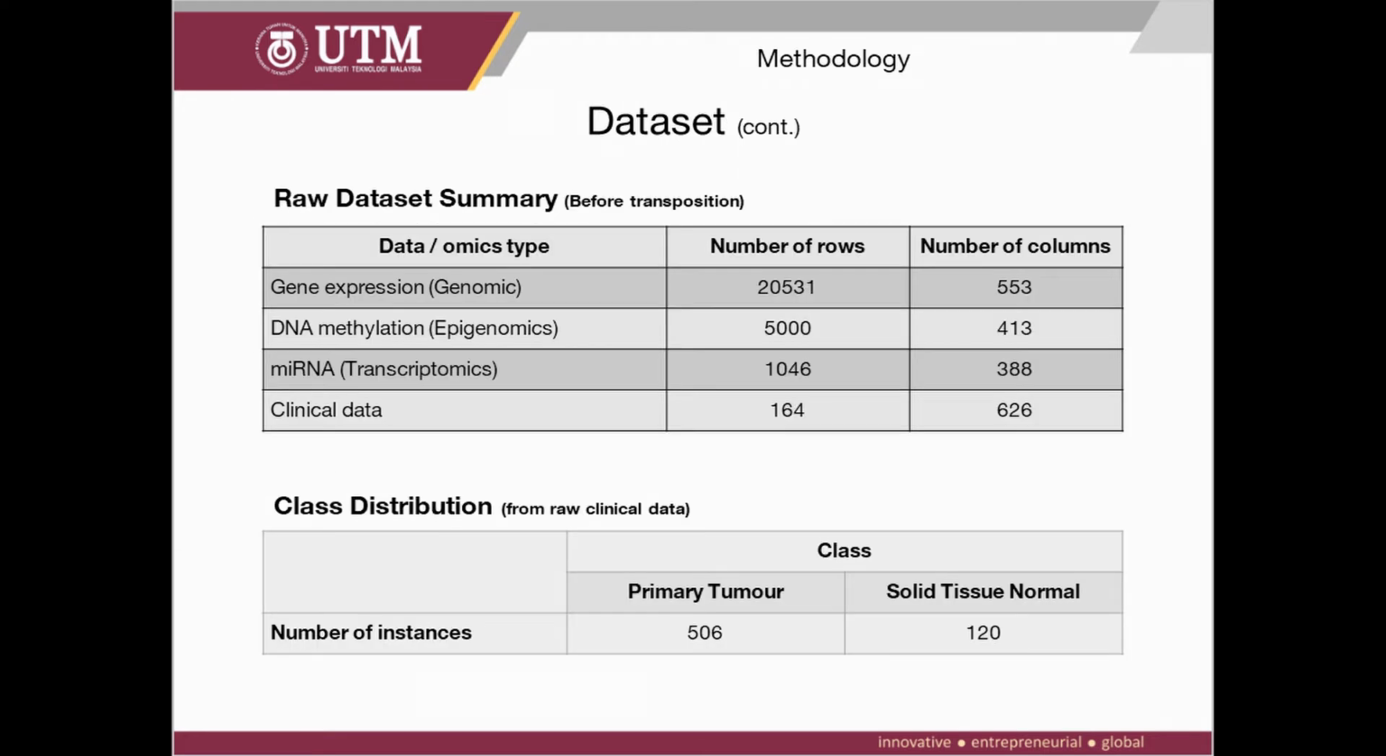This is a summary of the raw dataset obtained. The number of rows and columns are displayed in the table at the top. The 3 omics data appear to have many samples as shown in the number of rows, but this is actually misleading because the rows and columns are actually inverted. This will be discussed in the next few slides. From the clinical data, we can see that there are about 500 patients with cancer and 120 without cancer.